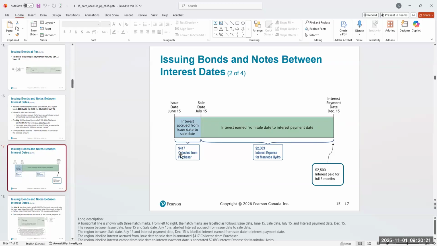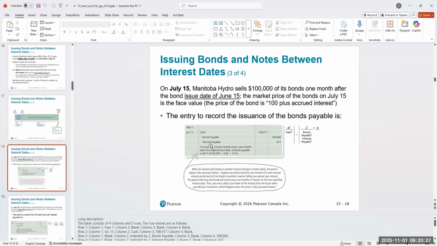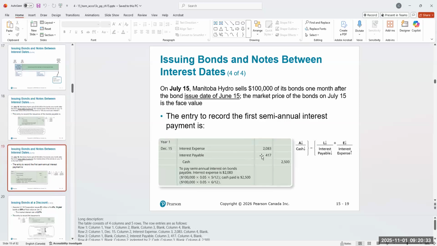That's why, for the time being, we're going to consider the money that we're collecting from the purchaser as bonds payable and interest payable, which the interest payable is going to clear with the first payment. And that payable is going to disappear from our balance sheet and is not going to appear anymore.